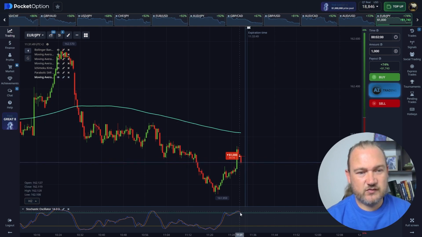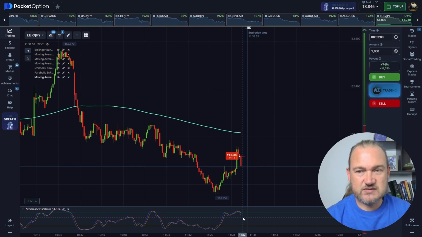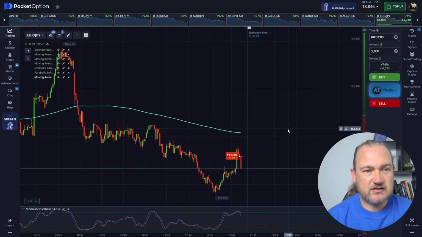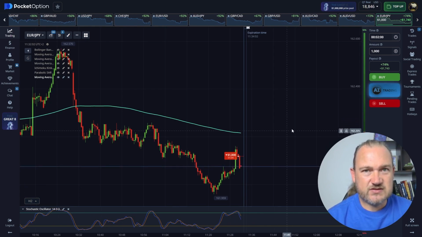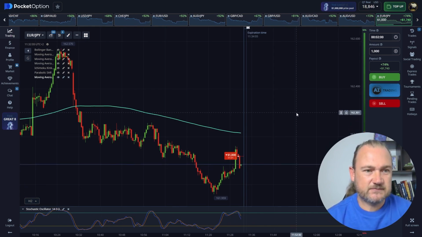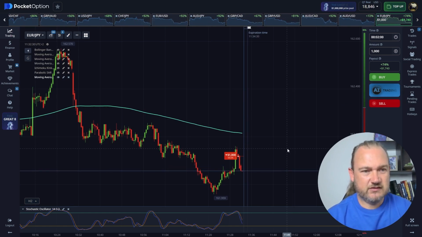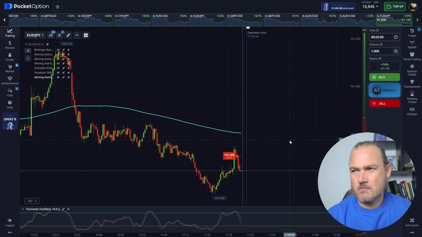And there's the crossover. We had the crossover. We have the stochastic pulling out of the overbought zone now, heading towards this oversold zone. And we are halfway through this trade. And we're just going to sit tight and wait for it to finish running. Lots of red. Lots of red. 30 seconds left on this.